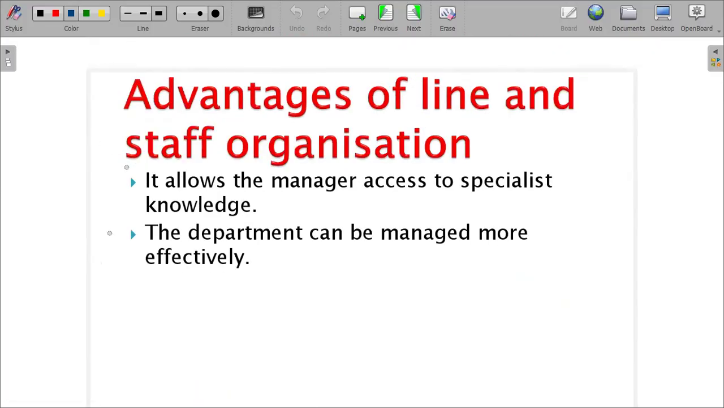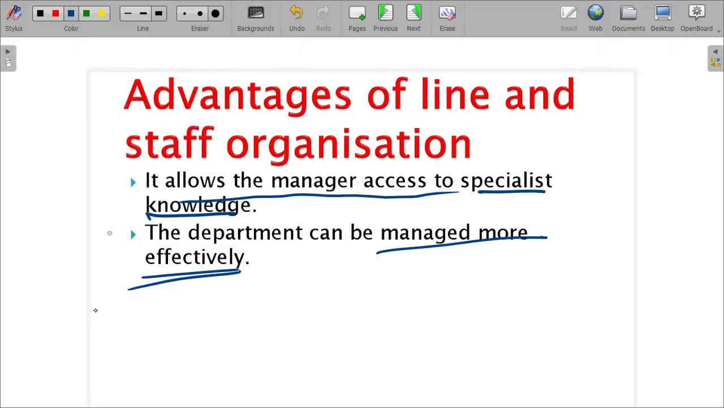You can find that it allows managers to access specialized knowledge. The manager will have more knowledge, a vast amount of knowledge, because there is an expert or a specialist who is assisting him in managing the business, right? And then you can find that the department can be managed more effectively, because there's someone within the organization with specialized experience, a specialist, who will be able to provide effective decisions for the organization, and the organization becomes more effective.